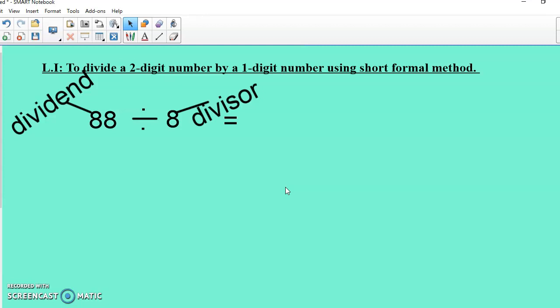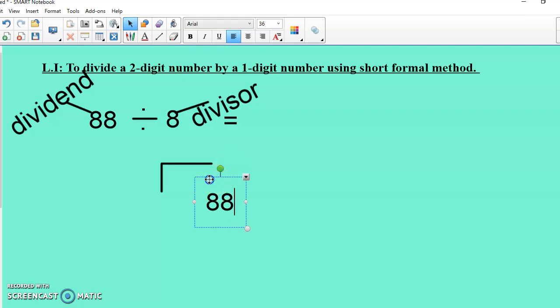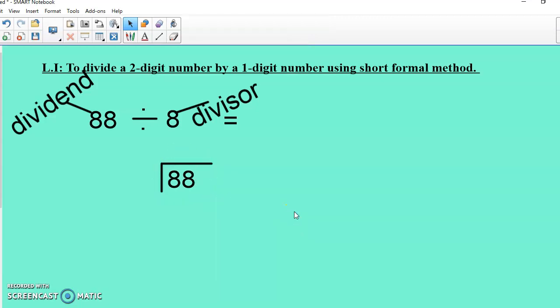Okay. So the first thing I'm going to do is create my bus stop. If you watched my first video, you should have seen me talking about the bus stop method. So I'm going to create my bus stop and put my dividend inside the bus stop. That's the one waiting for the bus to come. And then I'm going to create the car, which is my divisor. That's the car about to stop for the customer to come in. I don't know why it's called the bus stop method, but that's what they call it. I think about the bus stop, when you're waiting for the bus to come.